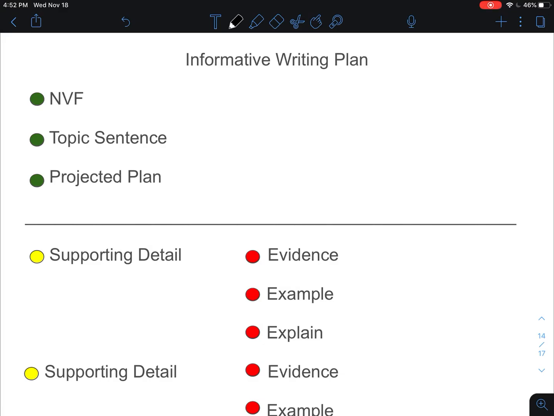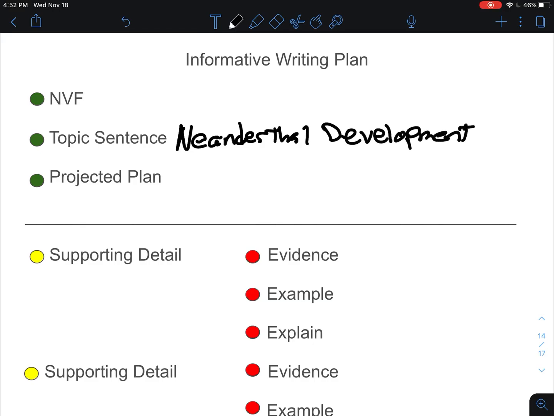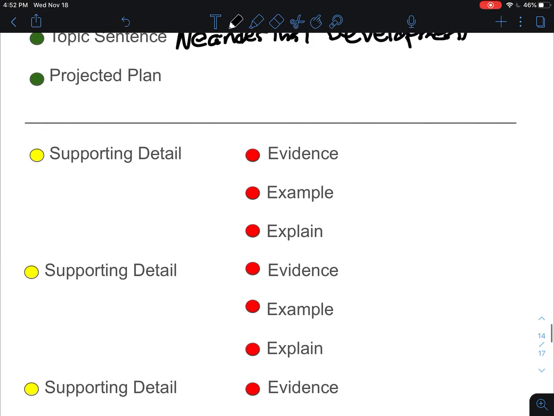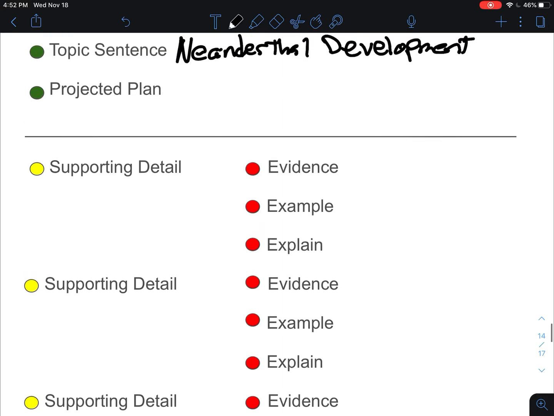For your topic sentence, you don't have to write a complete sentence. All you have to do is write what your topic is or what you're supposed to be writing about. So here we are in my best kindergarten printing. Remember, you're going to be writing about Neanderthal development. And then your projected plan, you don't have to write out the full sentence either. You're just going to write what your 3 yellows are going to be in your T-chart, what your 3 paragraphs are going to be about.